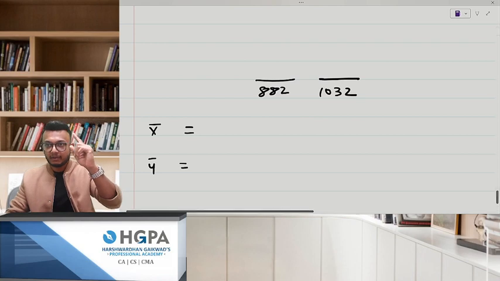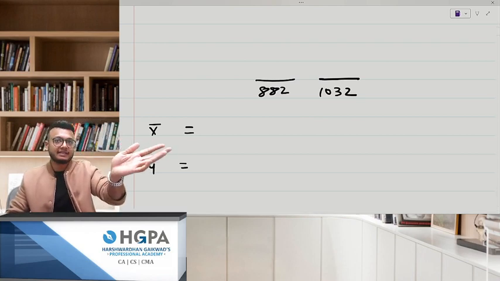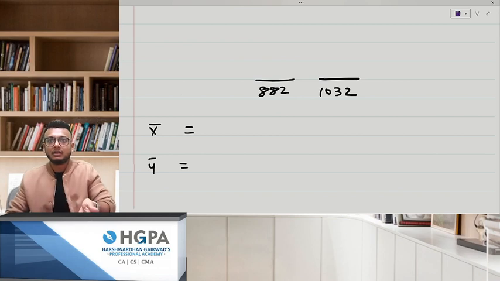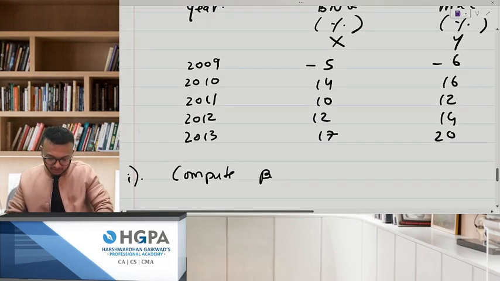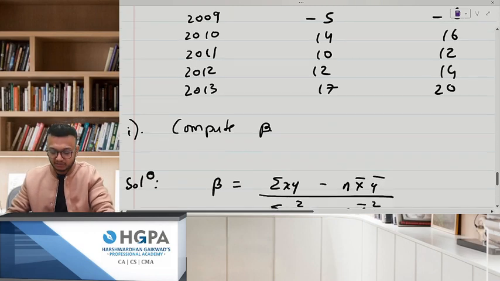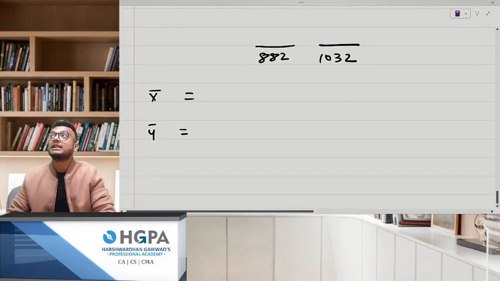The moment x bar, y bar comes, one thing should strike in your head: expected return. Two methods are there: simple average and probability. Which will I use? Simple average. Has probability been given? No. How to do simple average? Add and divide by the number of observations. How many are there? 1, 2, 3, 4, 5. Now I want the x total, the y total, and please give me x bar and y bar. Fast.